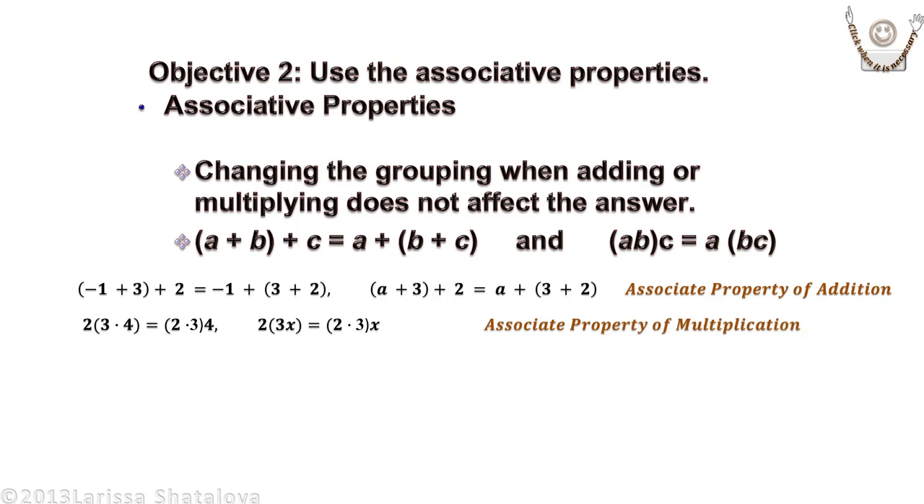For multiplication: 2 times (3 times 4) equals (2 times 3) times 4. Expression with variables: 2 times 3x equals (2 times 3) times x. This is the associative property of multiplication. We will use this property when we have to simplify algebraic expressions.